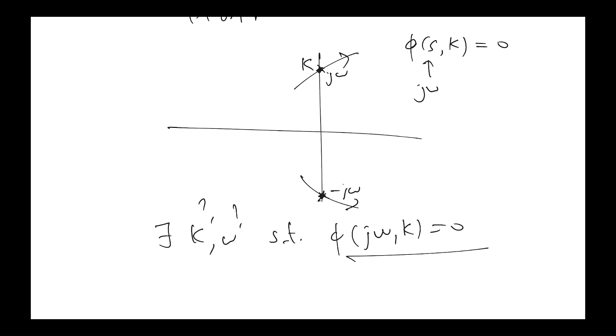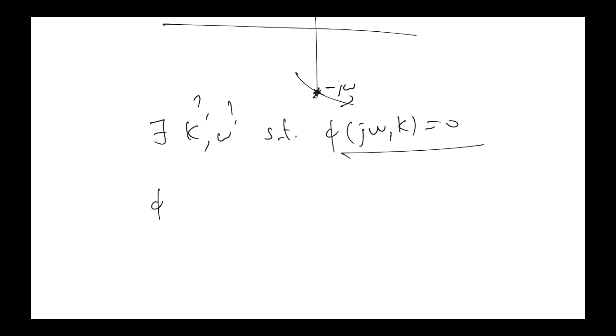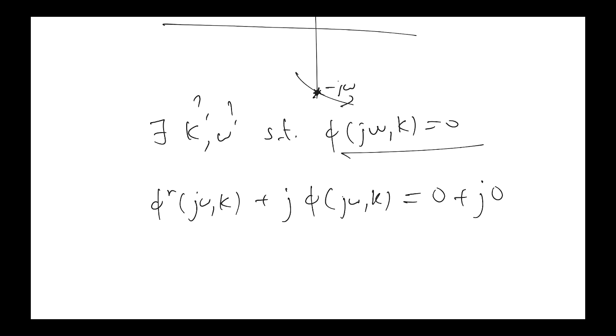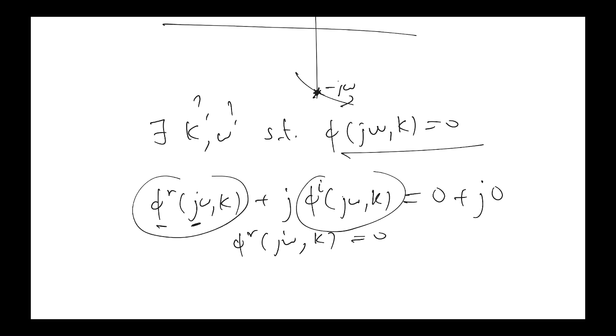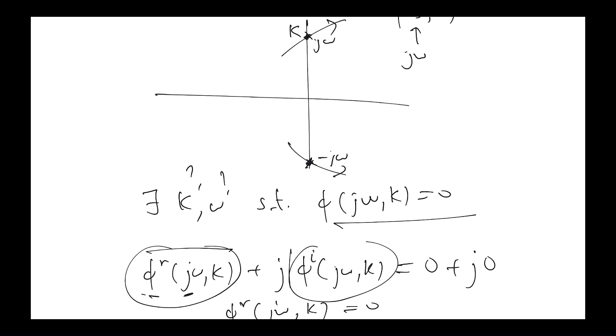So we've got two unknowns. This is a complex number. It has a real part, and it has an imaginary part. And we're saying it must be equal to 0. So I get two equations: phi real of j omega, k equal to 0, and the imaginary part equal to 0. Even though there's a j there, because I've taken the imaginary part, this will be a real number, just like this will be a real number. Because I've split it up into the real and imaginary parts, I get two equations that are real valued. Two equations, two unknowns. Make sense? So that's how you find the value of k and omega at which it crosses.